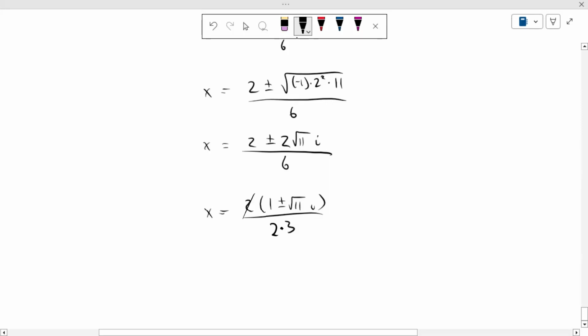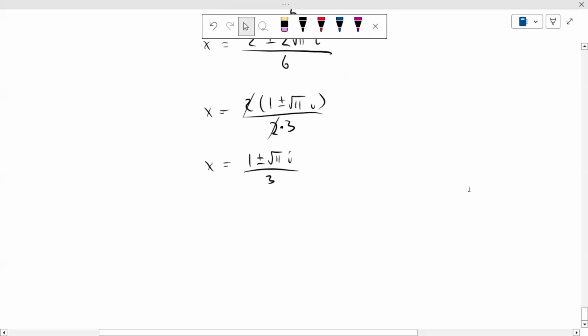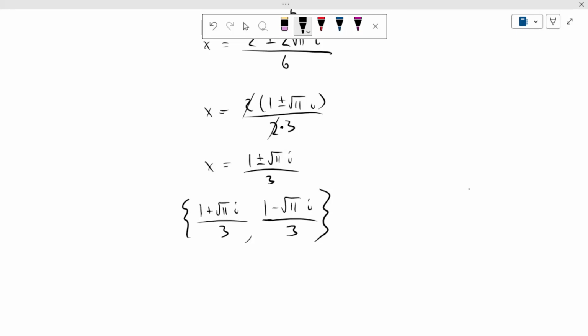Then my 2's cancel off, and I get x is equal to 1 plus or minus the square root of 11 i divided by 3. So my solution set is 1 plus the square root of 11 i over 3, and 1 minus the square root of 11 i over 3. Any questions on that? Yes.